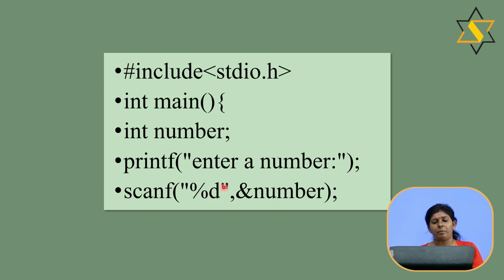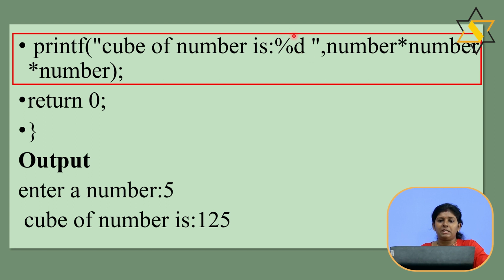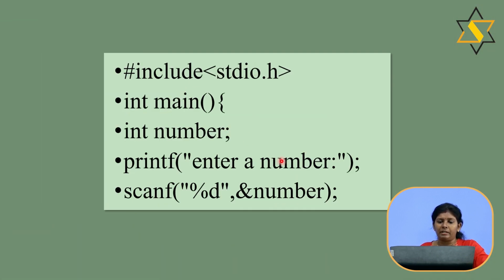So this is the format for how input and output functions are called in a program. And then after that, in printf, the number is %d. This %d is used to print the value, and then the message "enter a number". Which number do we have to enter? 5, and the cube of the number. So here I am entering the number.